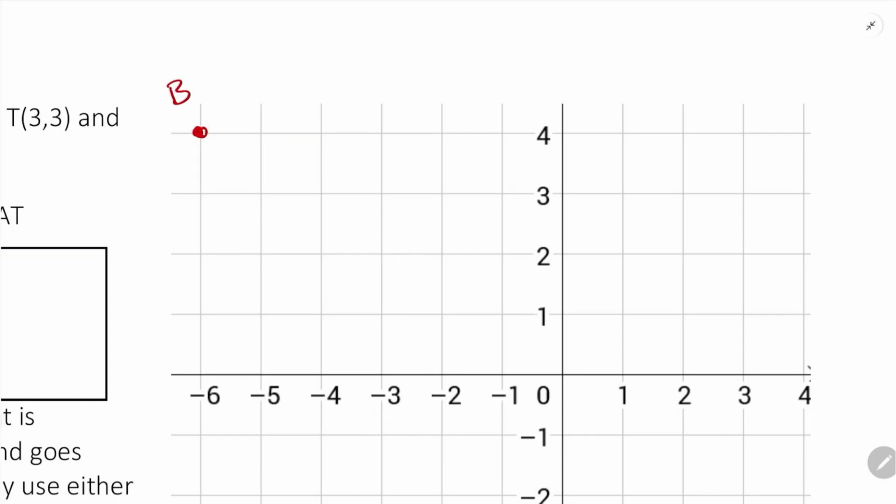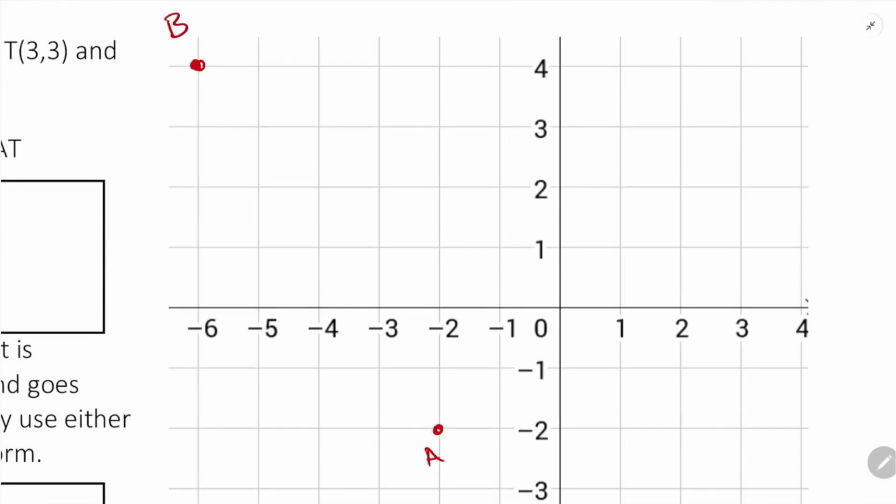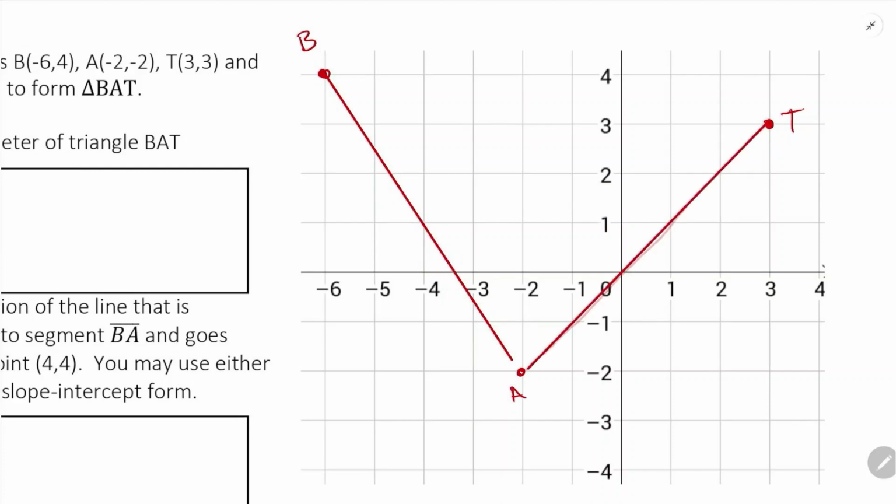A is at the point -2, -2. So here's A. And then the last point is T, which is at +3, +3. So here's the point T. So if I connect those, I can make this triangle, right? Roughly, I'm just going to try and connect B and A. Yeah, close enough. Connect T with A, and then go back B to T. So we've got this rough triangle.